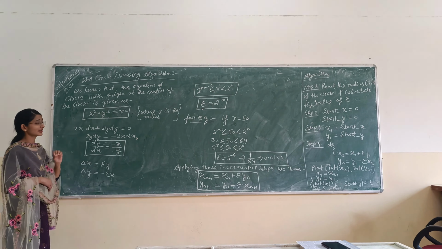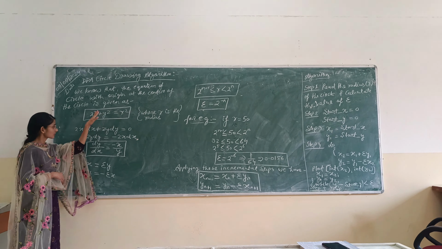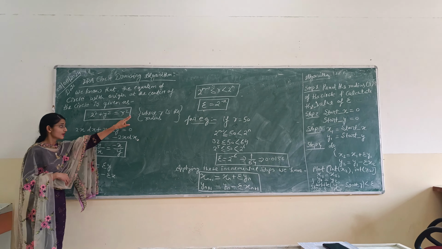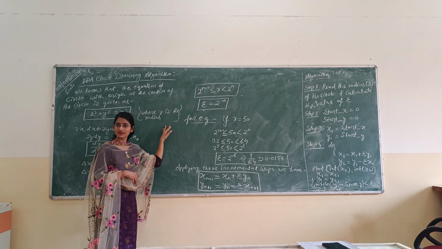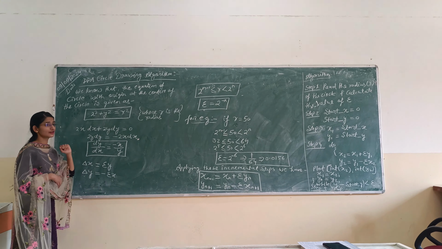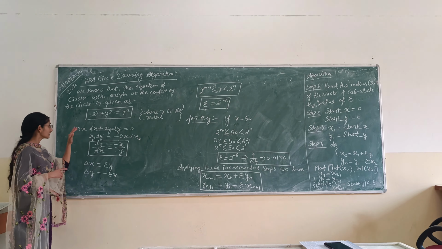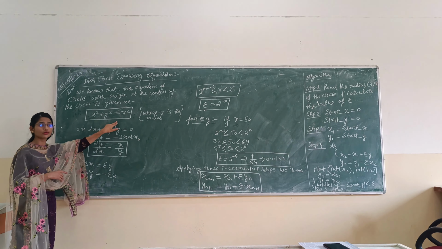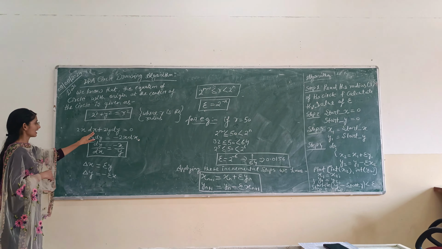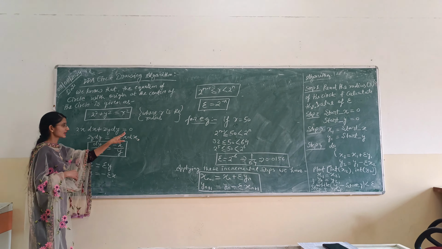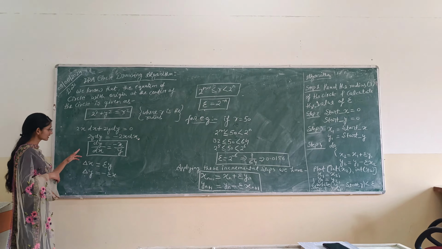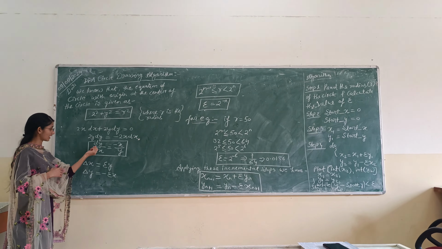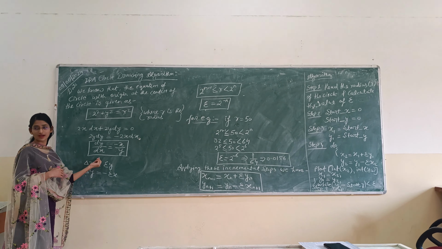Guys, you know that the equation of the circle is x square plus y square equals r square, where r is the radius of the circle. And how to calculate the differential equation of the circle? Then we need to take the differentiation on both sides, which means 2x dx plus 2y dy equals 0. Then we need to calculate the differential equation for the circle, so we need to calculate the dy upon dx value.